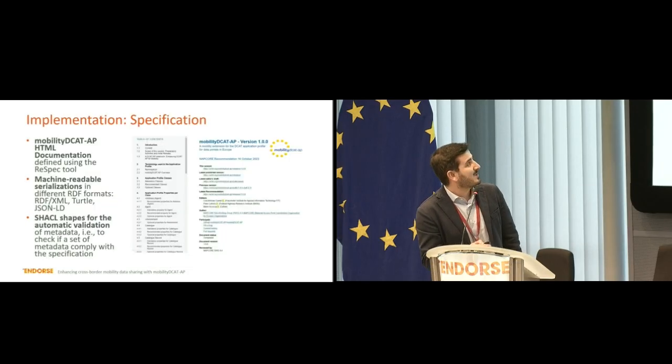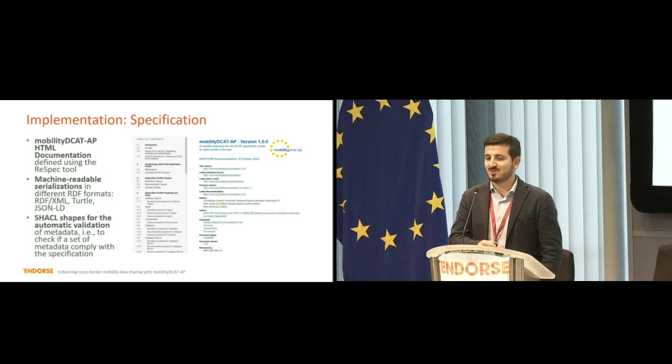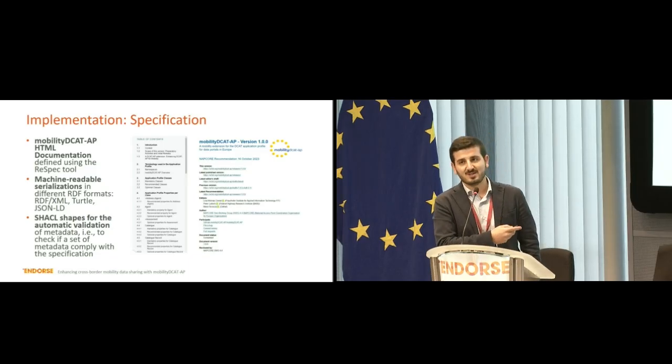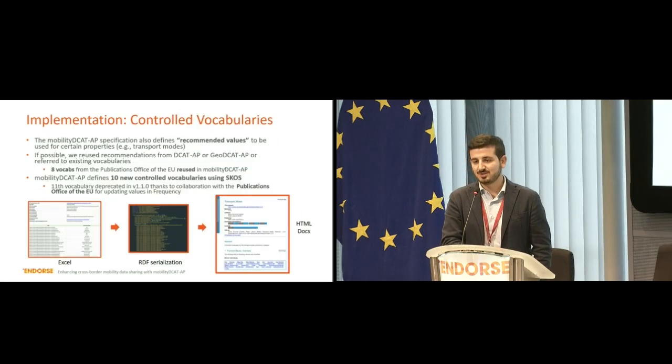And so we went on with the implementation, and I will be quick here. As you know, there is a concept of content negotiation. So mobilityDCAT-AP is available as HTML for humans, but also as machine-readable serialization. And we are also offering SHACL shapes for validation.